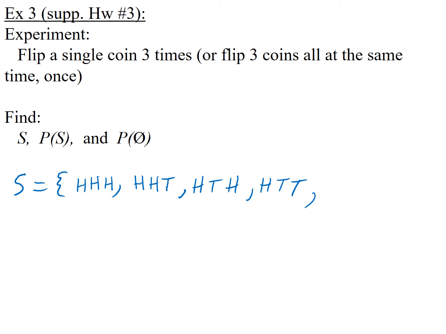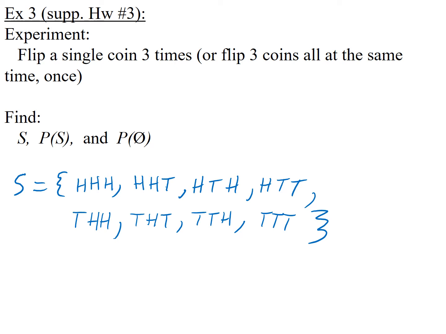I ran out of room, so I'll go to the next line and write all the same things, but make the first symbol tails. So this is all the outcomes where the first symbol is tails: tails, heads, heads; tails, heads, tails; tails, tails, heads; and tails, tails, tails. So you list all the different outcomes, and that's what the sample space is.